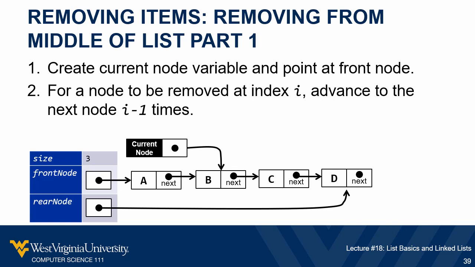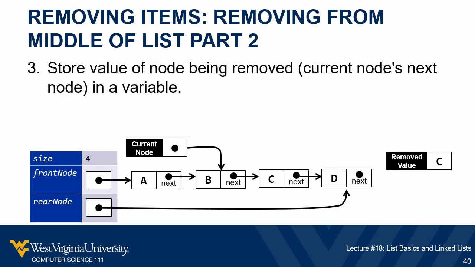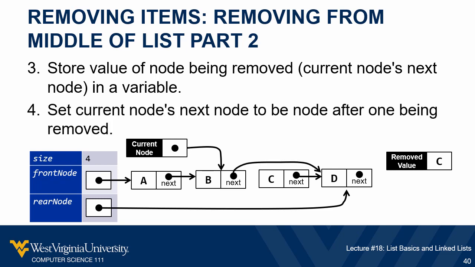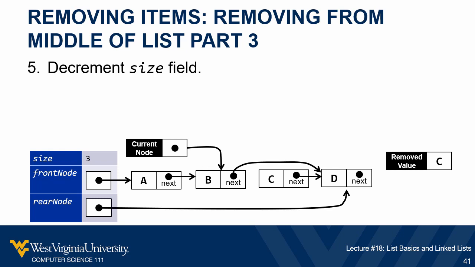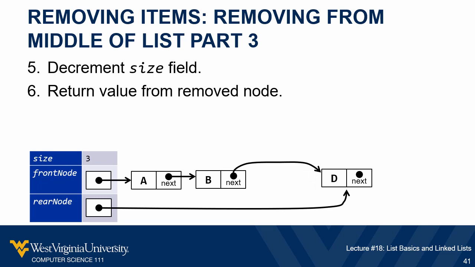Once I've got current node pointing at the node that's before the one I'm removing, I'm going to create a temporary variable to keep track of the value from the node I actually am removing, so current node's next node. We'll go ahead and update current node's next node to point at the node that comes after the node that we're removing. So now B is going to point to D, and it's going to bypass the node that we're trying to get rid of, C. We'll decrement our size field, and then we'll finish things up by returning the value from our removed node.